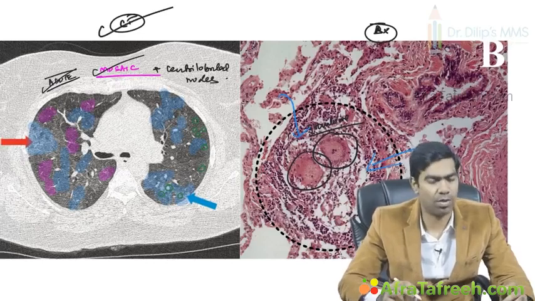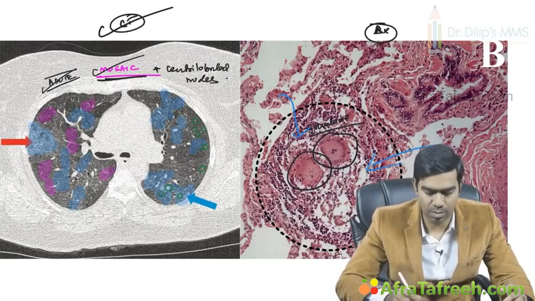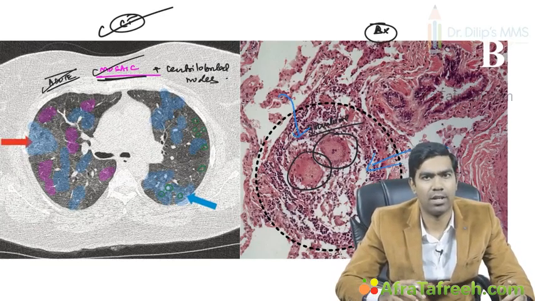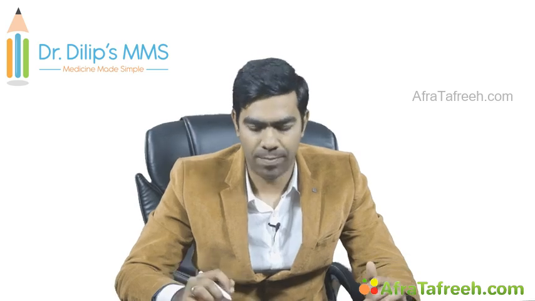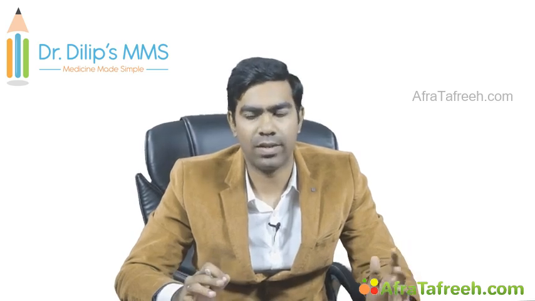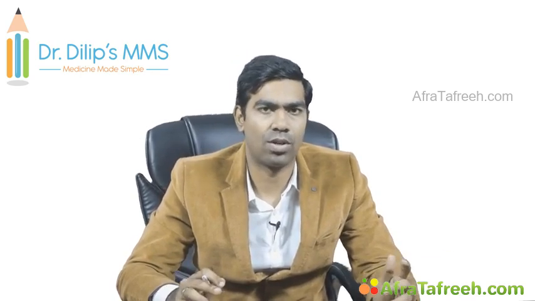CT is very, very important to understand. Clear, especially that word mosaic attenuation pattern with centrilobular nodules. Clear. So with this, I think we can complete hypersensitivity pneumonitis. In the next section, we'll be dealing with ILD due to unknown causes. Most important in that is sarcoidosis.